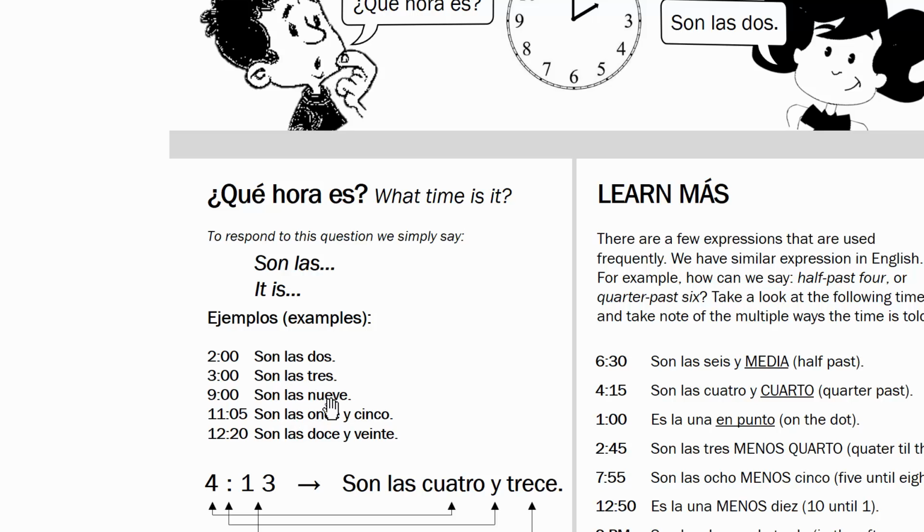Now, when you get into situations where you have minutes after the hour, you're going to just simply use the Spanish word y, followed by the number of the minutes. So to say it is 11:05, you will say son las 11 y 05.